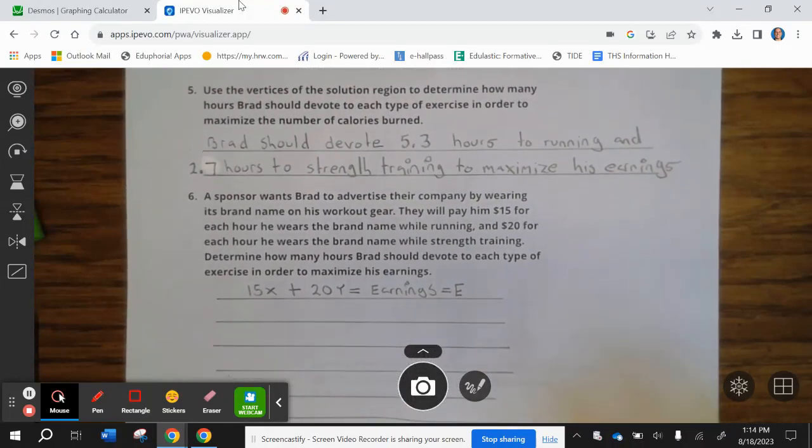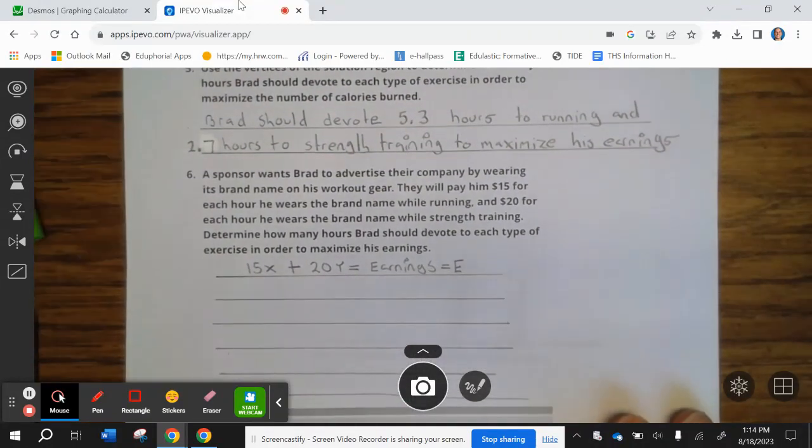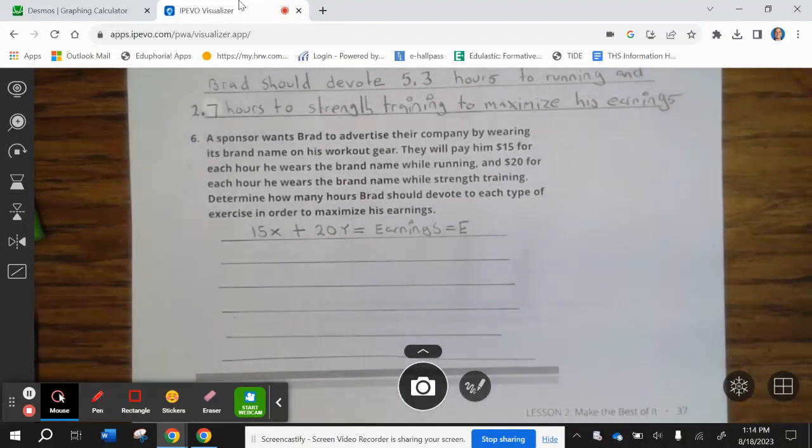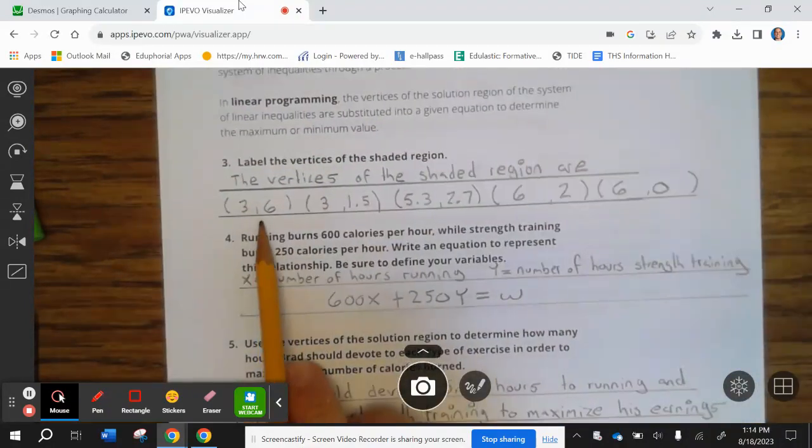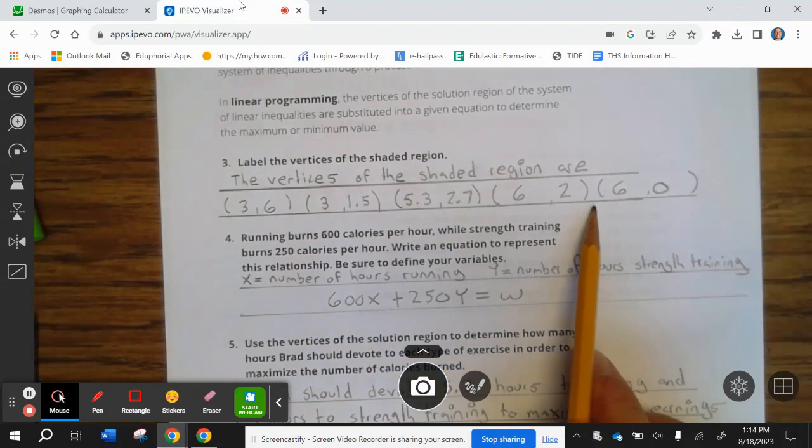All right, let's take a look at the last question, number 6. A sponsor wants Brad to advertise their company by wearing its brand name on his workout gear. They will pay him $15 for each hour he wears the brand name while running and $20 for each hour he wears the brand name while strength training. Determine how many hours Brad should devote to each type of exercise in order to maximize his earnings. So we're going to put in each of these vertex points to find the maximum value.